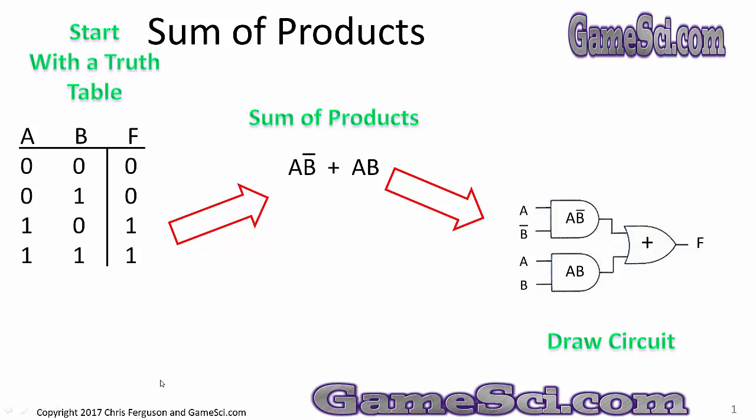Yippee-ki-yay! Time to learn some sum of products. Let's start with a truth table. Here's a truth table with two inputs, A, B, and an output of F. Sum of products is going to let us generate a Boolean algebra expression that represents that truth table. From the sum of products expression, we could then create a circuit that represents that sum of products expression.